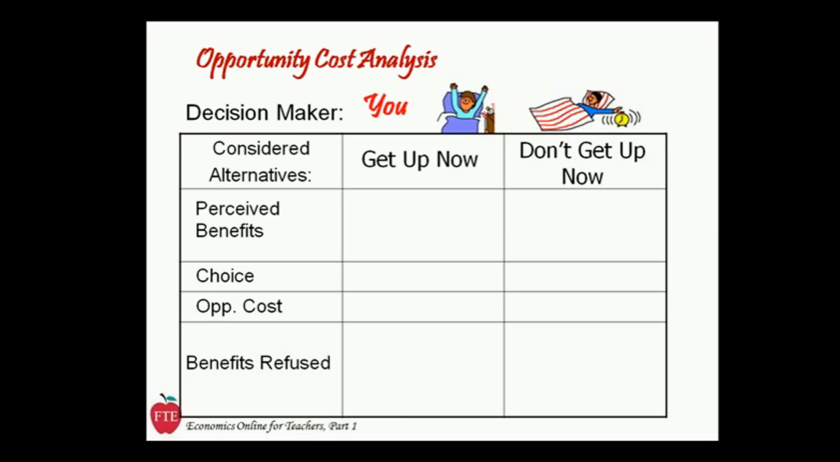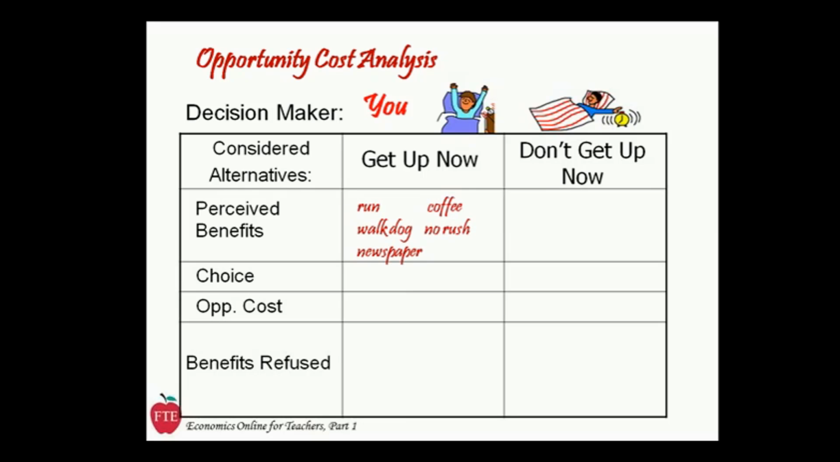All right, so consciousness hits your brain and you consider your 2 alternatives. Get up now or not get up now. To make the choice, you think about the benefits of each alternative. Start with getting up now. Is that a good alternative? Are there benefits? Well, I can think of a lot of them.